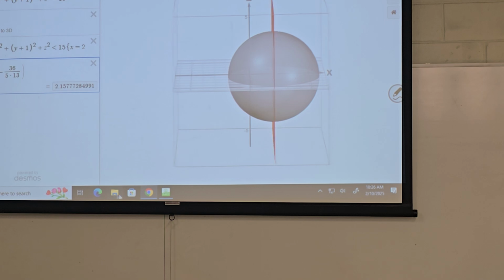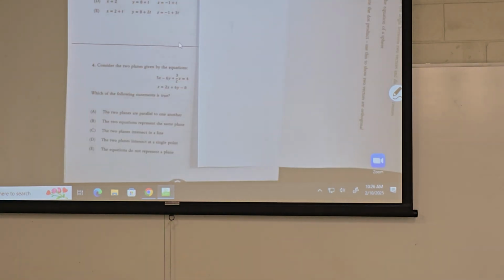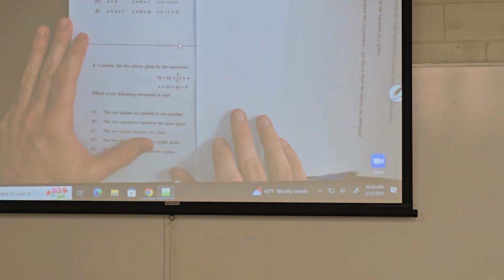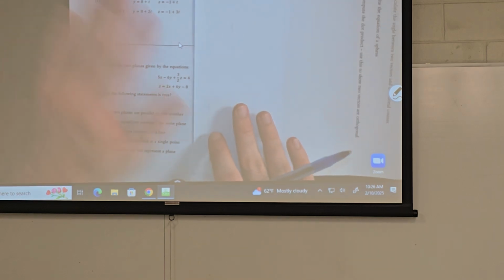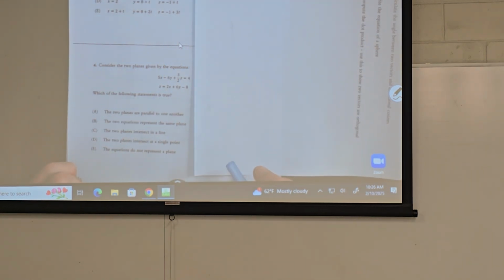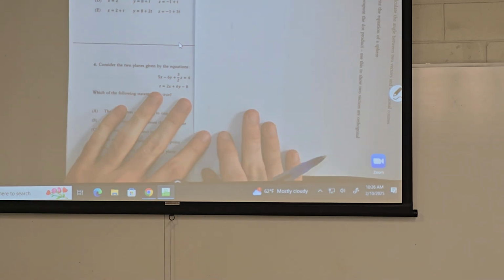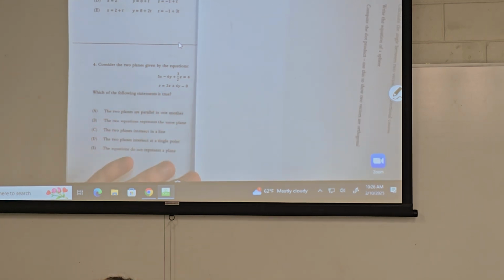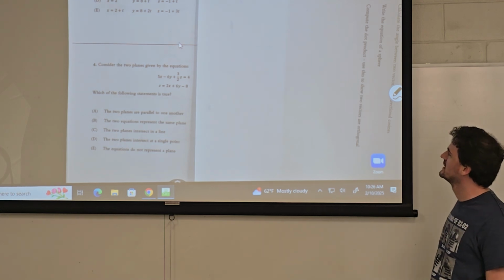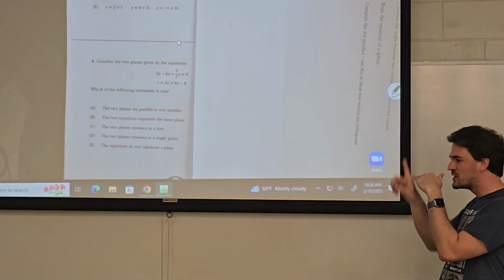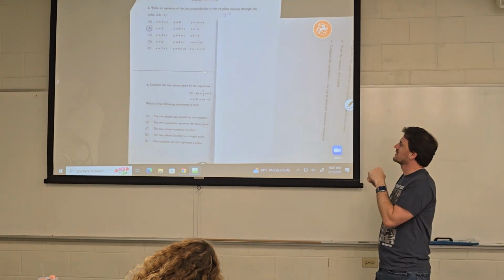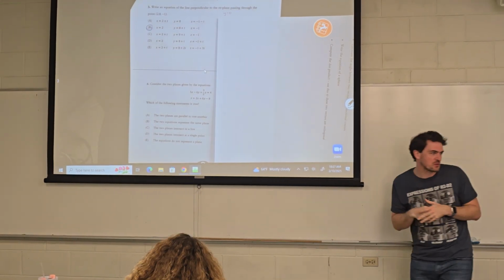Let's go ahead and start to talk about them together, just to make sure we have enough time. Number 3 says, write an equation of the line perpendicular to the xz plane that passes through the point (2, 8, -1). You might have recognized that the xz plane is the equation y equals 0. But I don't really know how that helps me yet. I want to be perpendicular to that plane, so I know that's the normal vector. But I don't know how to extract a normal vector from y equals 0.